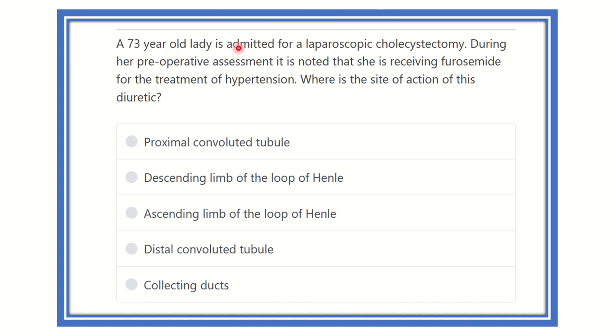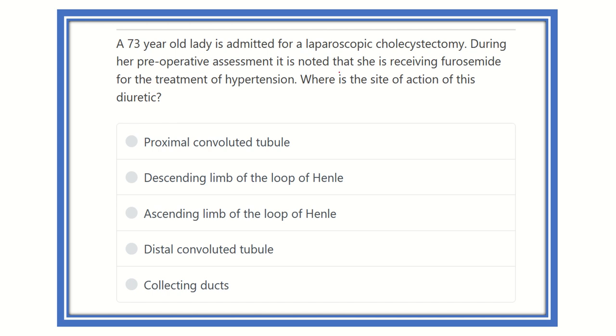A 73 years old lady is admitted for a laparoscopic cholecystectomy. During her pre-operative assessment, it is noted that she is receiving furosemide for the treatment of hypertension. Where is the site of action of this diuretic?